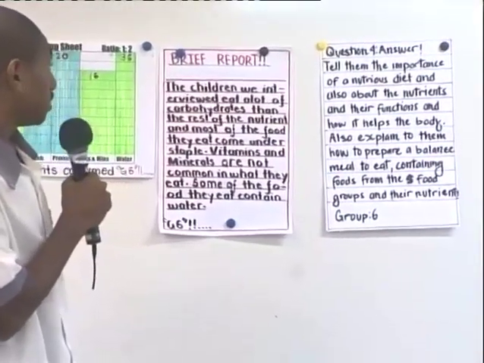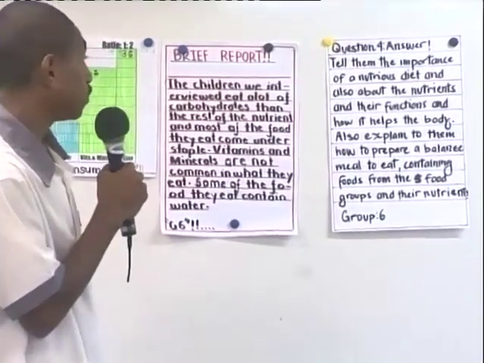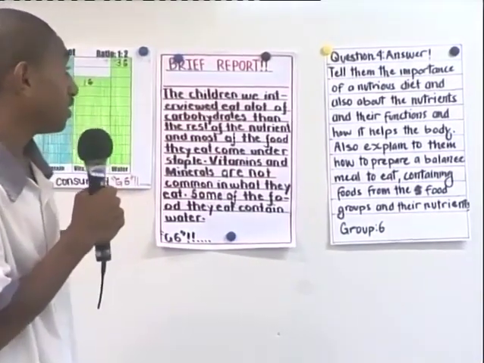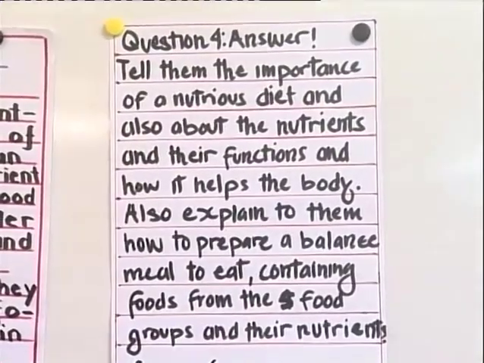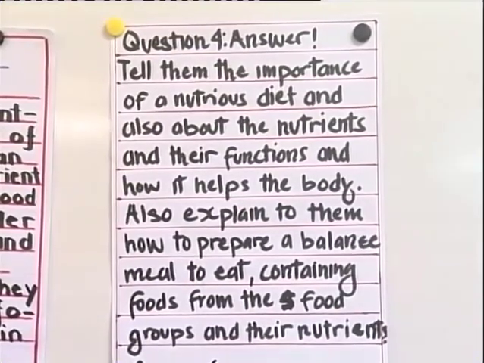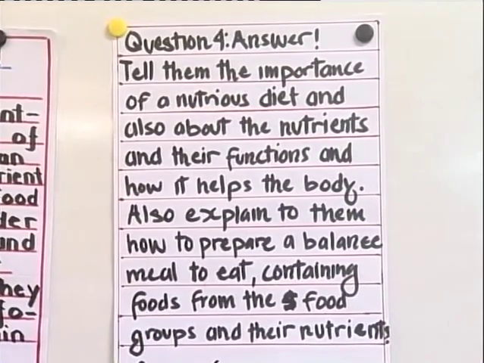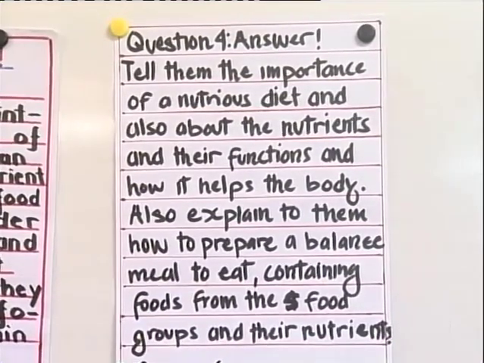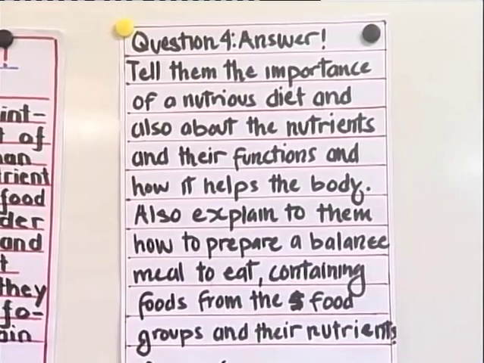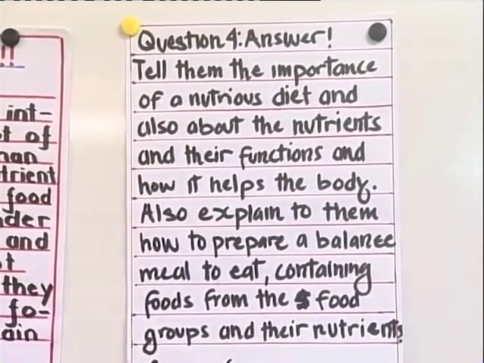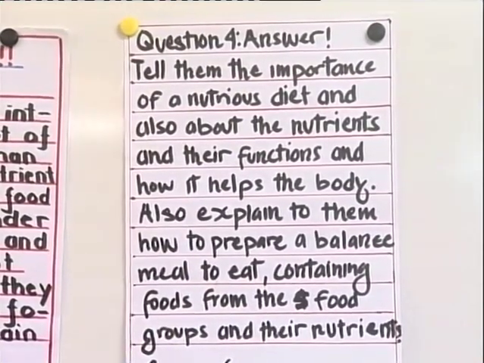Our answer for question number 4 is to tell them the importance of a nutritious diet, and also about the nutrients and their functions and how they help the body. And also explain to them how to prepare a balanced meal containing foods from the 5 food groups and their nutrients. I'm very sure that when we do this, they'll be very healthy and strong. Thank you. Very good, thank you. Good presentation. Let's have group 7.